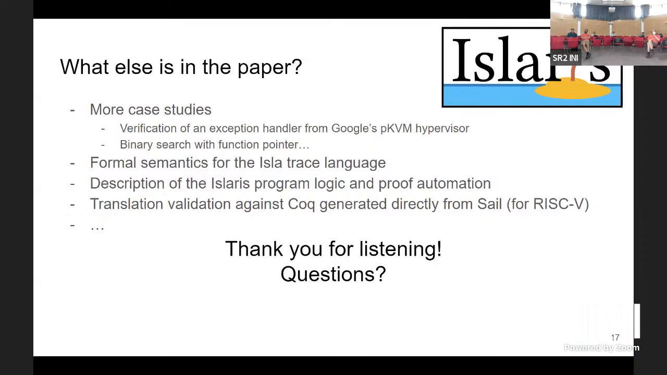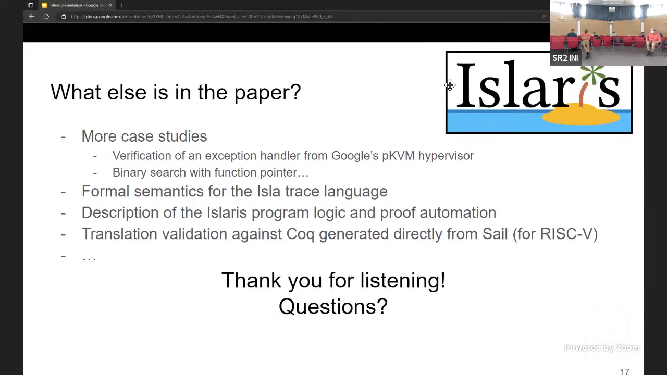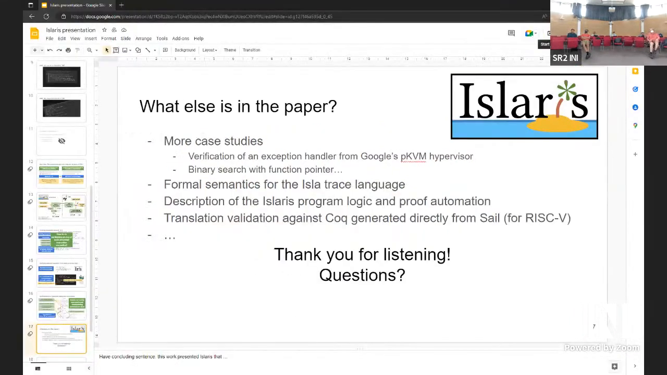Briefly to resolve something: does anyone know how I can make this not be visible? It's not clear.